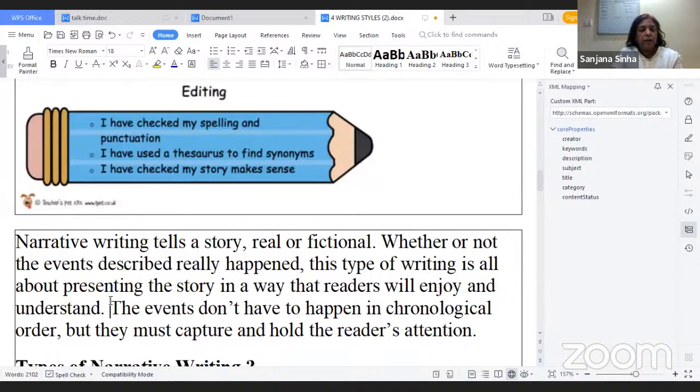The events don't have to happen in a chronological order. आप कहीं से भी शुरू कर सकते हैं. You can start with a dialogue. You can start with something happening. The events don't have to happen in a chronological way. It means you can start from anywhere. But they must capture and hold the reader's attention. So in whatever you do, your story should attract the reader's attention.